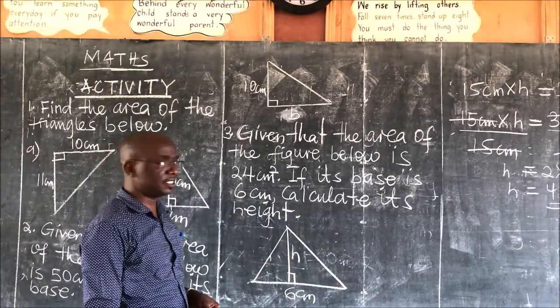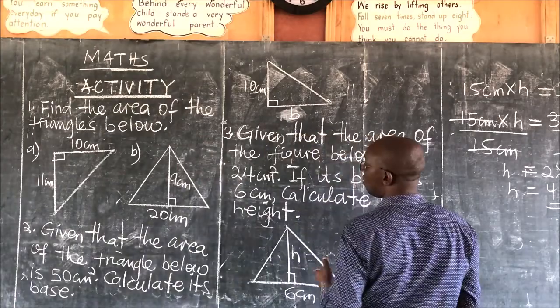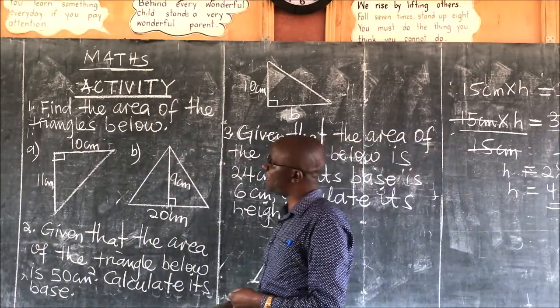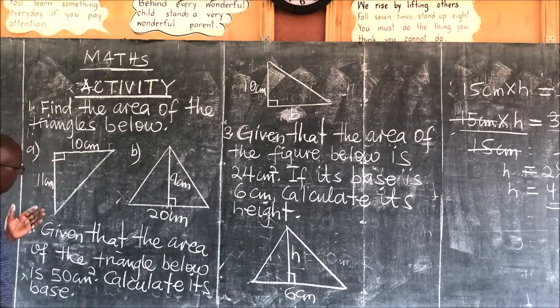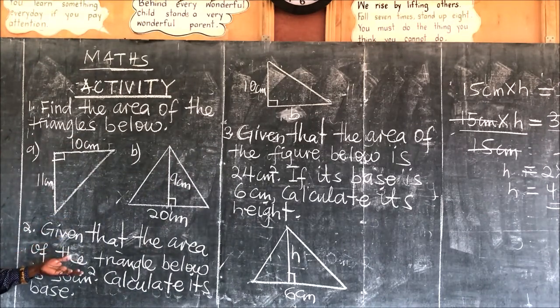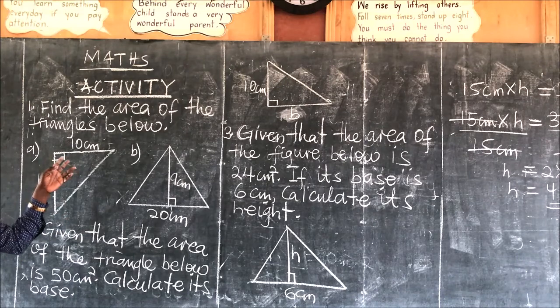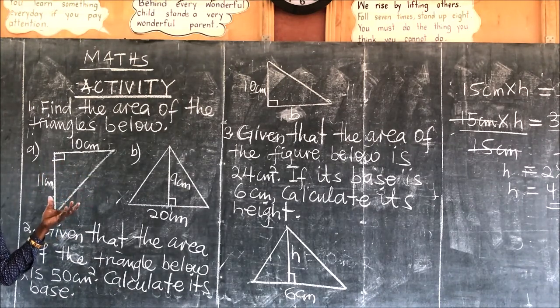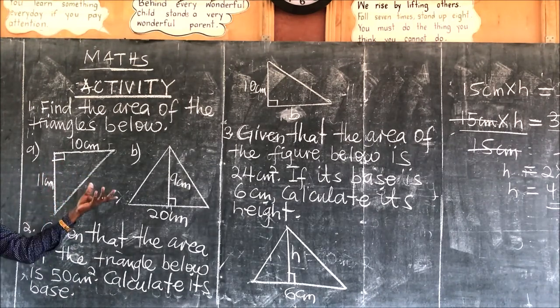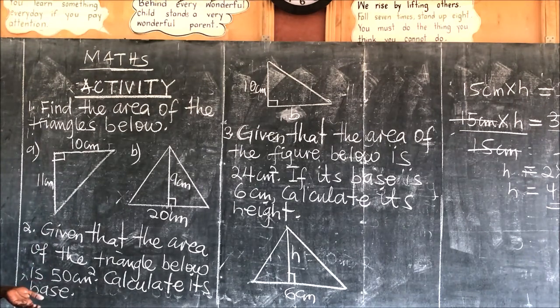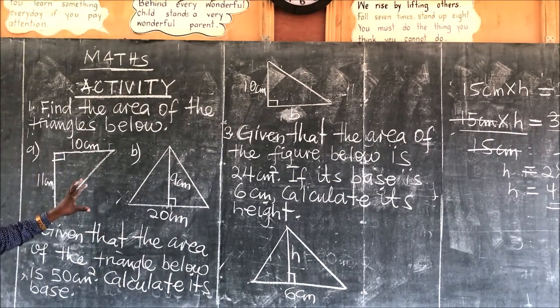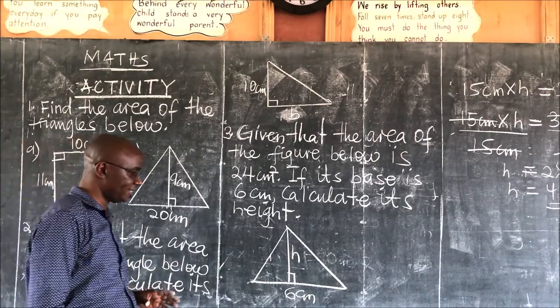Okay, this is the activity that will be done about what we have done. The first question, find the area of the triangles below. And these are the triangles. Then after you go to the application, now we are applying what we learned here. Now here they give you the area. They give you one of the two, either the base or the height, and then they ask you to find the other side. So that is the application part of it. So these four questions, I believe they will be enough for you for practice.